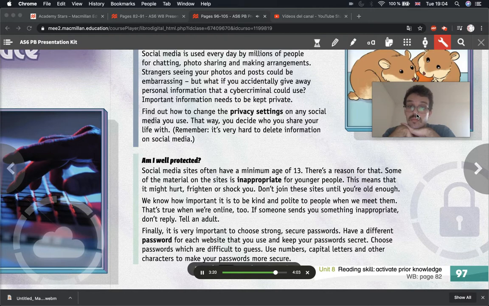We know how important it is to be kind and polite to people when we meet them. That's true when we're online too. If someone sends you something inappropriate, don't reply. Tell an adult.